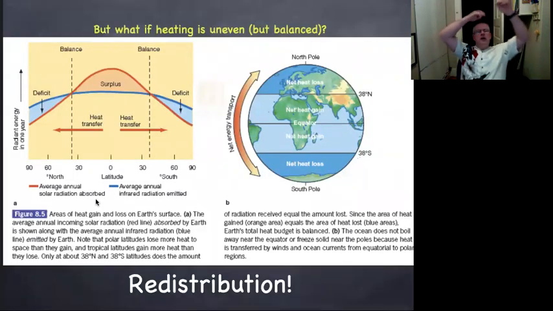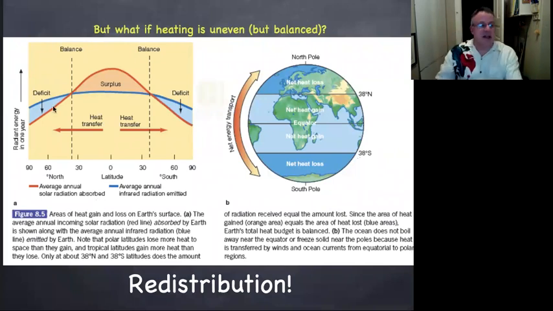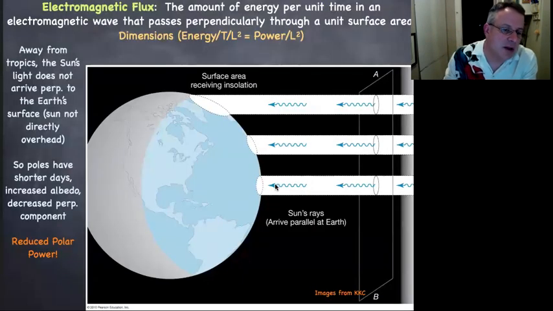Okay. But is all of the Earth's surface heated the same amount? Well, no. Look, the sunlight is more direct here, and what counts is the amount of energy per unit time in an electromagnetic wave that passes perpendicularly. So this larger area, where this ellipse is, only gets the amount of energy that this smaller area does at the tropics. So there is actually less solar energy per unit area being delivered near the poles than near the equator.